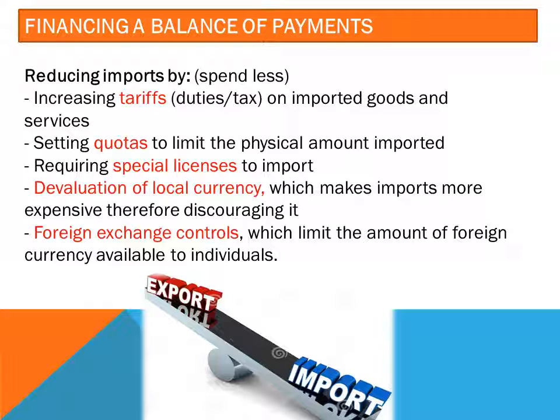Right? And then we have foreign exchange control, which limits the amount of foreign currency available to individuals. Government can put restrictions on the amount of foreign currency that you should have available. And we see that all the time. I remember when traveling, you have limits on how much foreign currency you should have, because of course, this links to your spending. Right? So once there are limits, then it limits your spending.